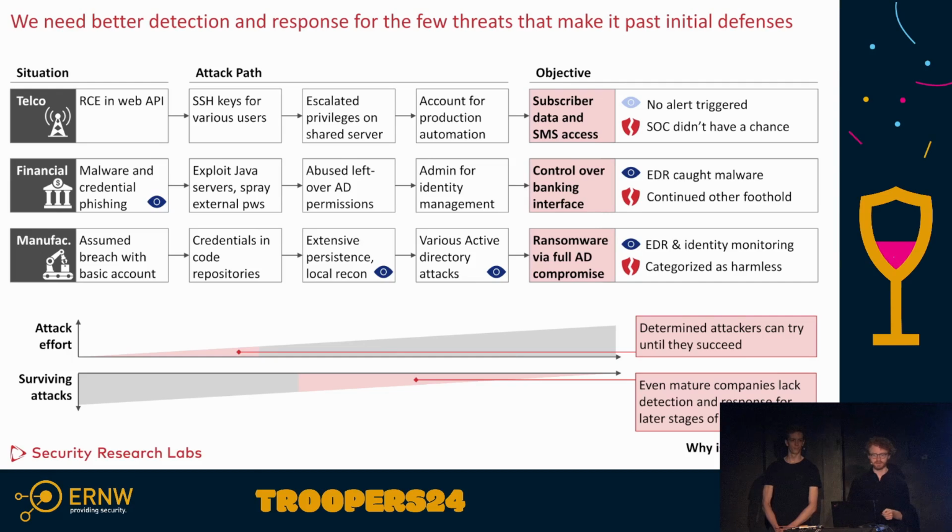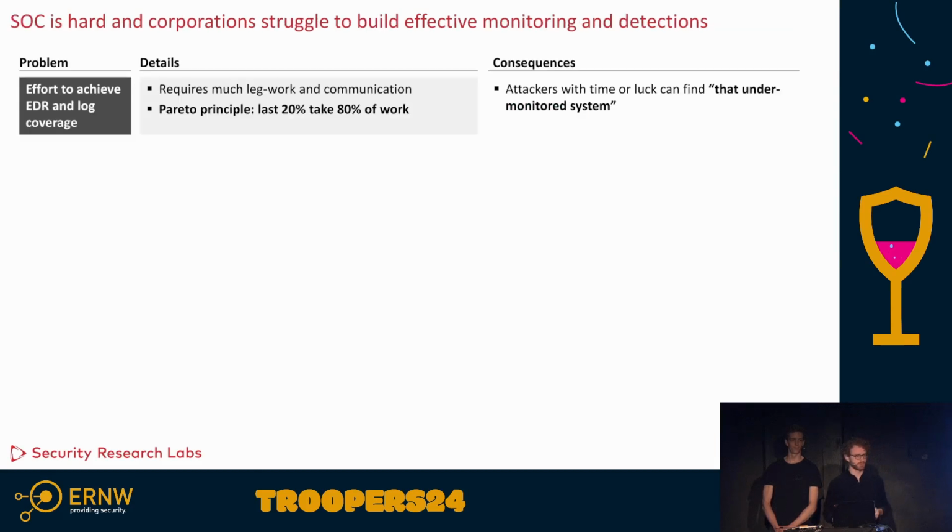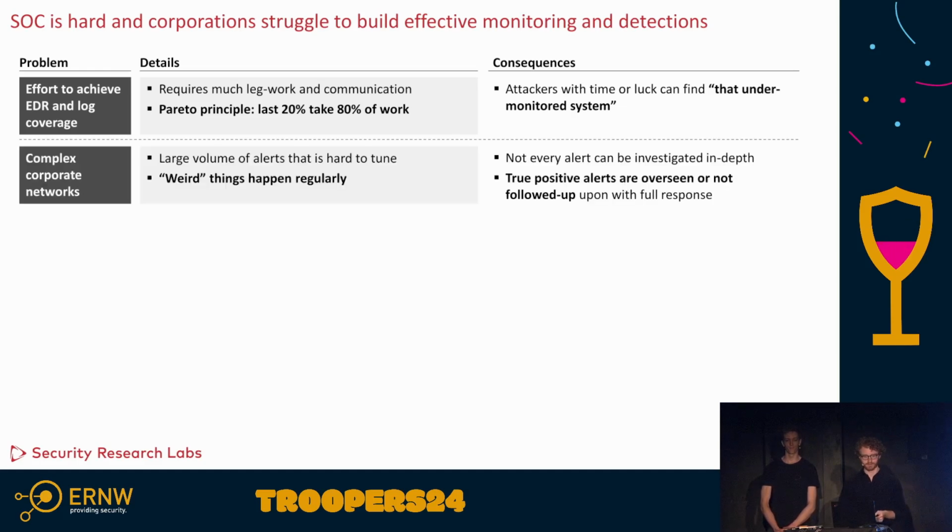The question is, why is that? Because SOC is really hard. First, you have the problem of achieving good log coverage. You might be able to onboard 80% of the systems rather quickly, but the last 20% are really a lot of effort and communication. So attackers with time can often find this one under-monitored system from where they can operate.